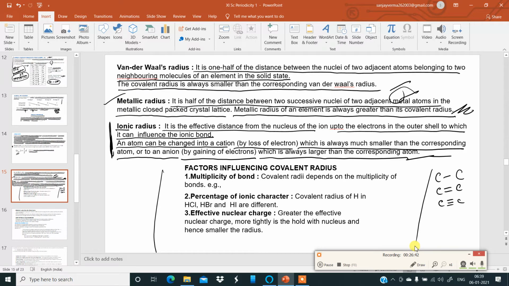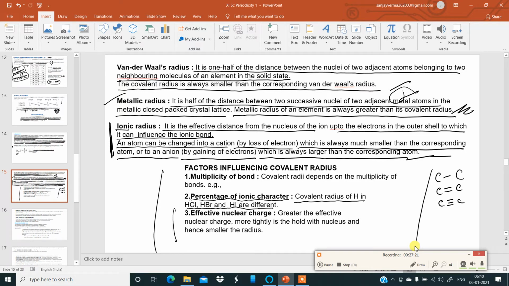Now, the second factor is percentage of ionic character. Covalent radius of hydrogen in HBr, HCl and HI are different. Remember that. So this you can talk about, the covalent radius of H. It is different. Why? Because of the ionic character. If you move from chlorine, bromine, iodine, the size of the halogen atom is increasing. That is why the percentage of ionic character is also varying over here.